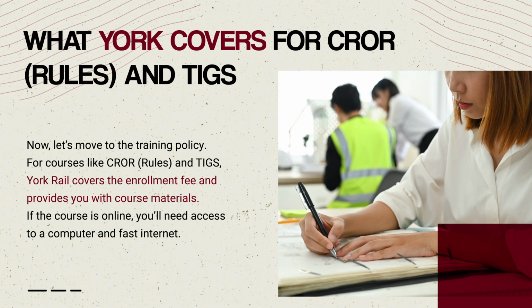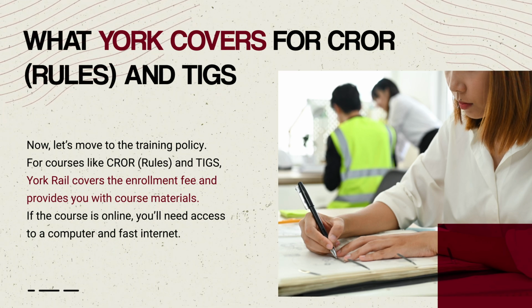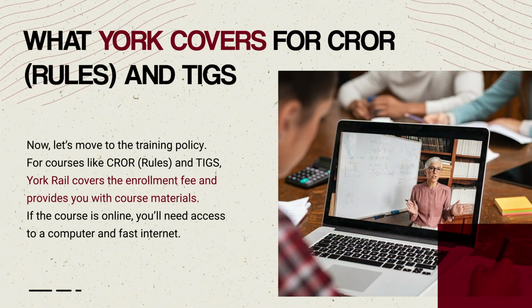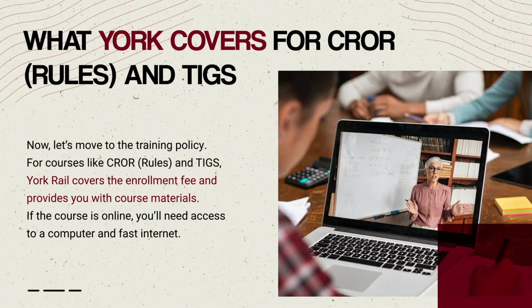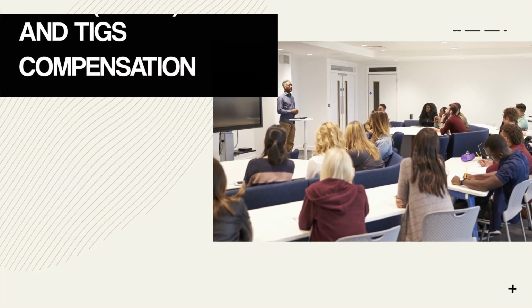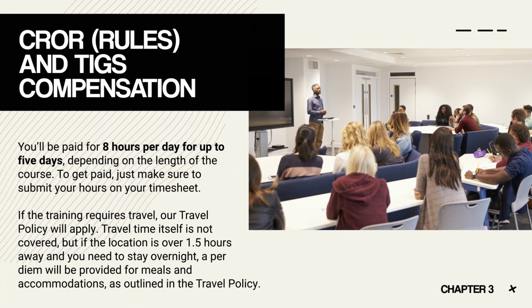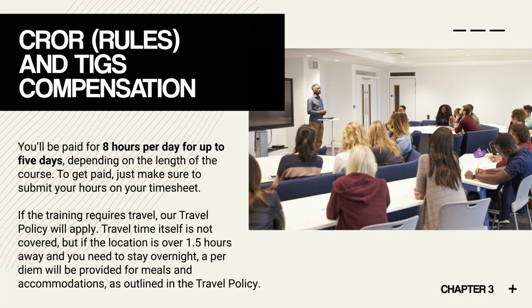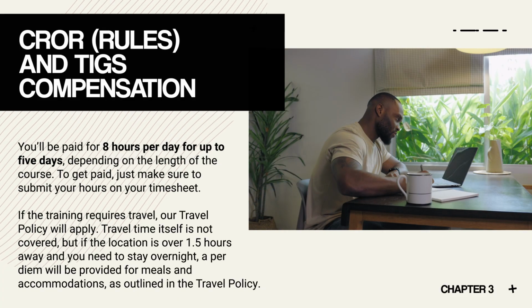For courses like CROR rules and TIGs, York Rail covers the enrollment fee and provides you with course materials. If the course is online, you'll need access to a computer and fast internet. CROR rules and TIGs compensation. You'll be paid for 8 hours per day for up to 5 days, depending on the length of the course.